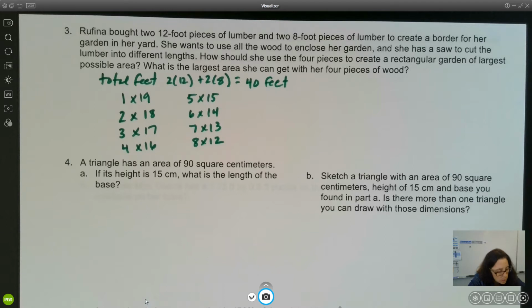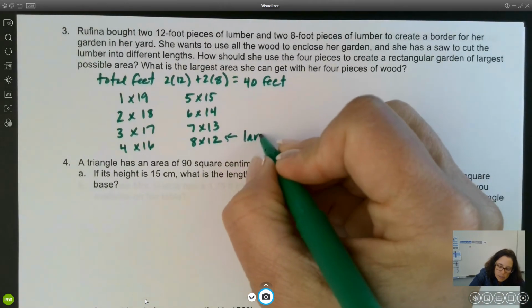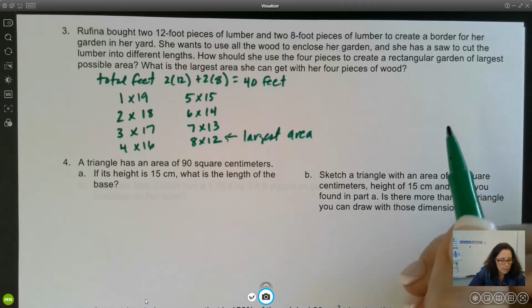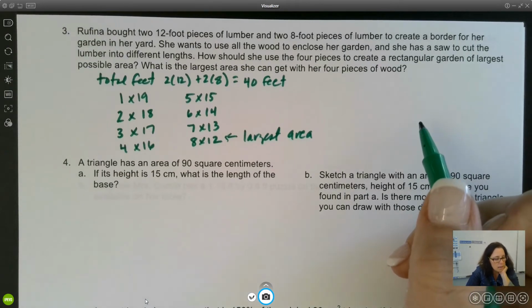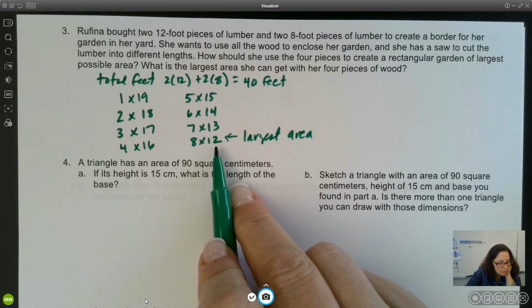Okay, so we're going to go ahead and think about the largest area. The largest area would be this one right here. This would give us the largest area if we multiplied that. Okay, and so that answers that question, 8 feet by 12 feet.